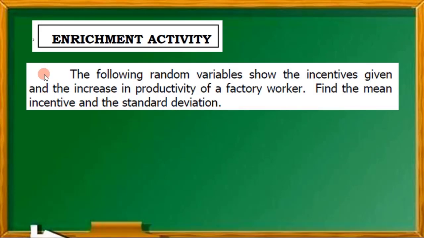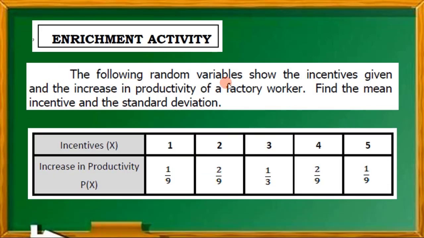So for the enrichment activity, we have the following random variables showing the incentives given and the increase in productivity of a factory worker. Find the mean incentive and the standard deviation. So we have a similar process. For incentives, we have 1, 2, 3, up to 5. The probabilities are 1/9, 2/9, then 1/3 or 3/9, then 2/9 and 1/9. If you look at these probabilities, they should sum to 1.